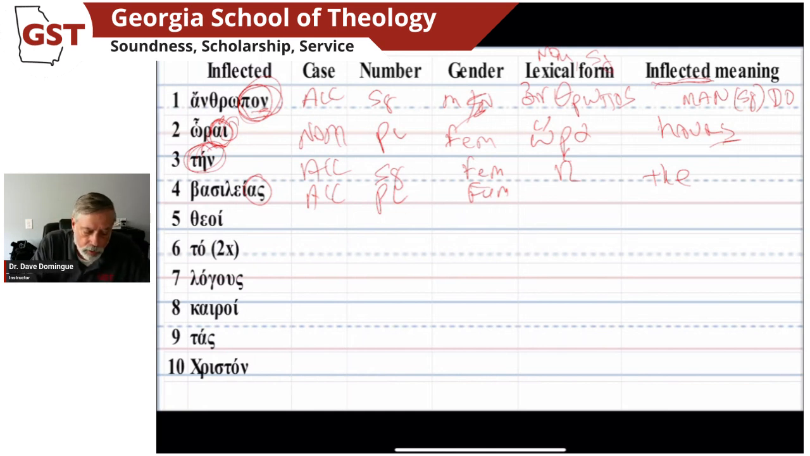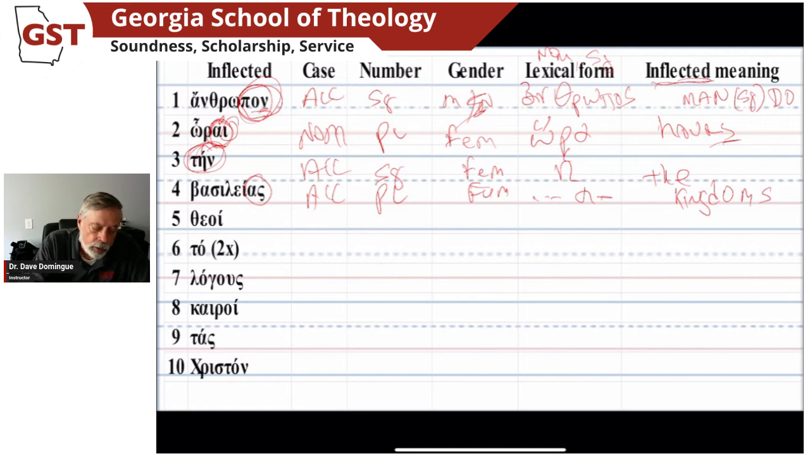Its lexical form, I'm going to spell the whole thing out. It's going to be basileia. I think that's an alpha ending. I have to look it up in the dictionary or in the lexicon. Alpha ending, no case ending for the nominative singular. And it means kingdom, not king, but kingdoms in the plural. Same with on down the line.